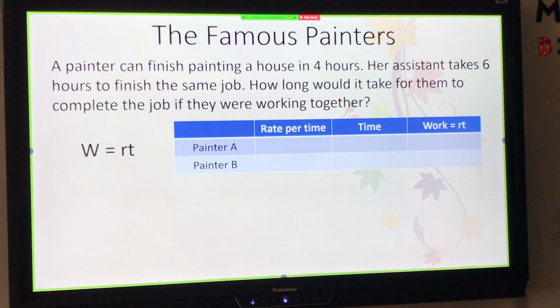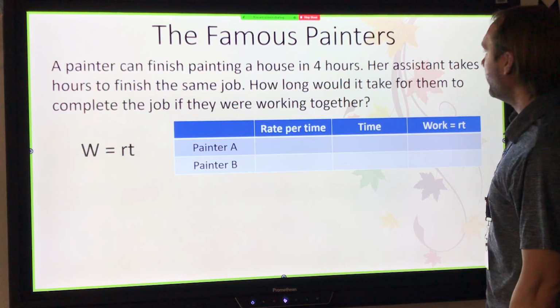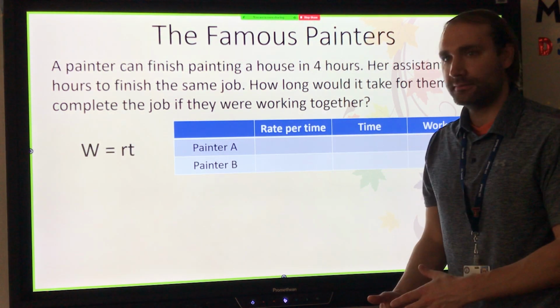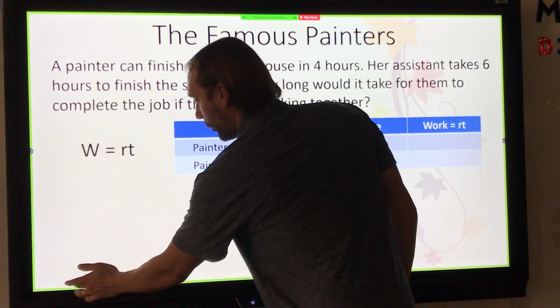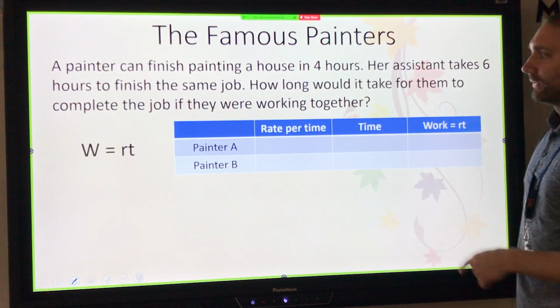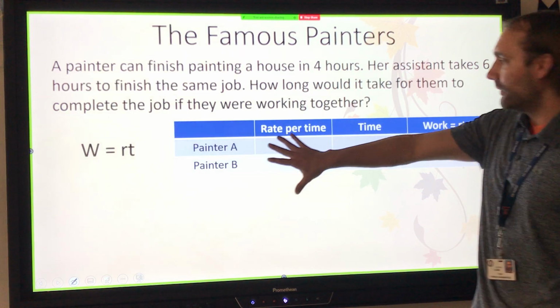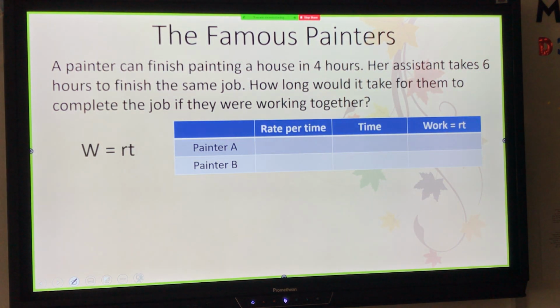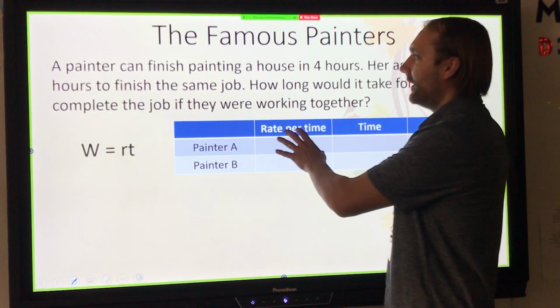A painter can finish a house in 4 hours. Her assistant takes 6 hours to finish the same job. How long would it take for them to paint the house together? Our work formula is the work equals the rate times time. So how fast you can paint the house multiplied by how long it takes you to paint the house equals your work. So rate per time.